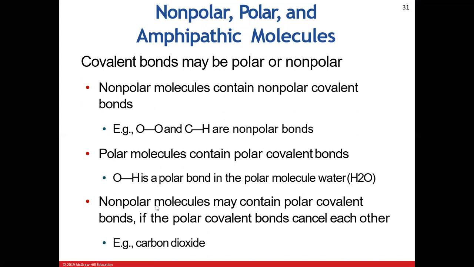Nonpolar molecules can contain polar covalent bonds if the polar covalent bonds cancel each other out. For example, carbon dioxide. We have a polar bond between carbon and oxygen, but because we have two of them, they basically cancel each other out, and so we end up having more of a nonpolar molecule.